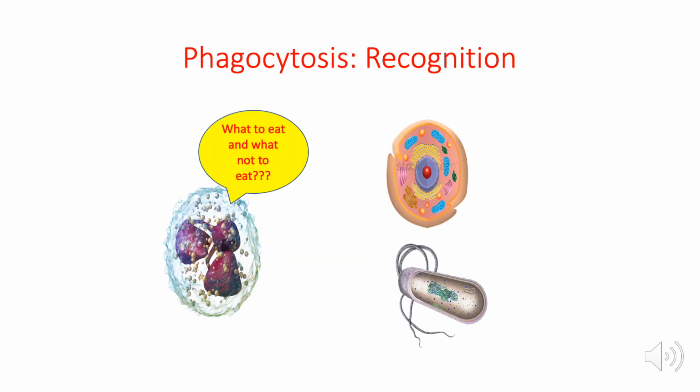After completing the entire process of chemotaxis, the white blood cell is expected to go out of the blood vessel. After that, the white blood cell might bump into a healthy human cell and the microorganism. So the next question now is, the phagocyte doesn't have a brain. It doesn't have eyes. How will the phagocyte now know which among the cells is an enemy or a friend? So how will the phagocyte decide what to eat and what not to eat?